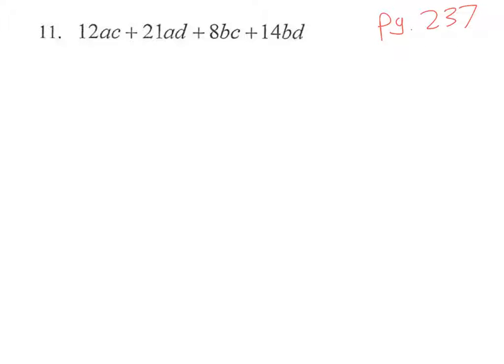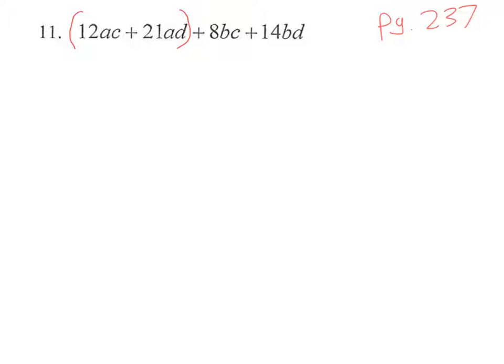Okay, so a couple things I want you to notice. Look at this first term here, 12AC and 21AD. They both have an A, and actually they both have a 3 in common, right? 3 goes into 12 and 3 goes into 21. So those have stuff together. So what we're going to do is draw parentheses around it. And then we're going to try to factor that common thing out. So we're factoring out the GCF just from these 2 terms.